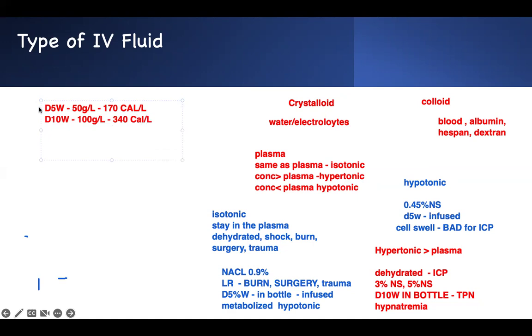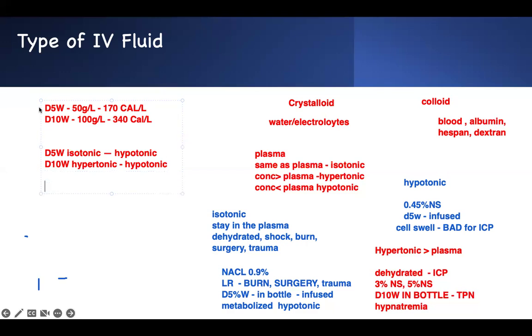The problem is that when they're sitting in the bottle, it is different. Once again, D5W is isotonic in the bottle. When I infuse it to you, it gets metabolized and becomes hypotonic. So this becomes a hypotonic solution. D10, as I told you, is hypertonic. It's a hypertonic solution. Very, very important, right? But if it gets metabolized, it becomes hypotonic. So these are little things you have to know.